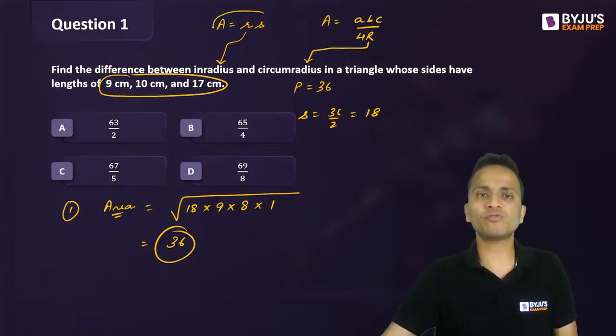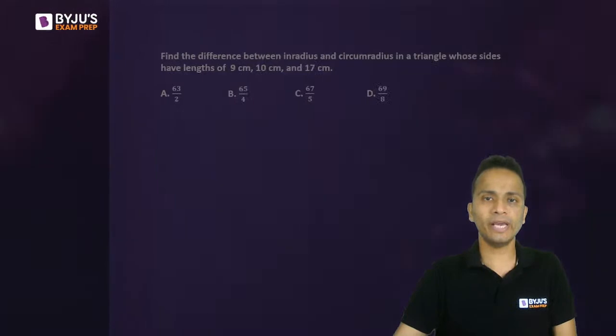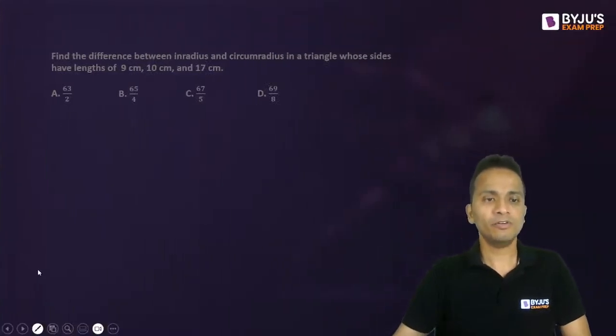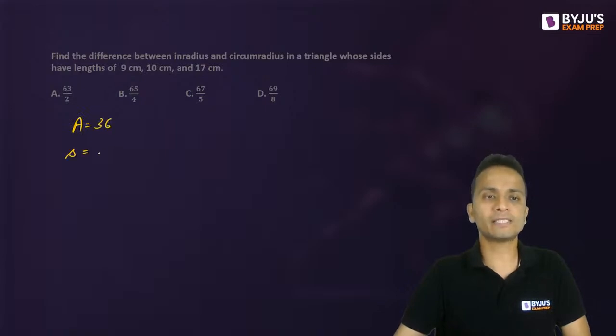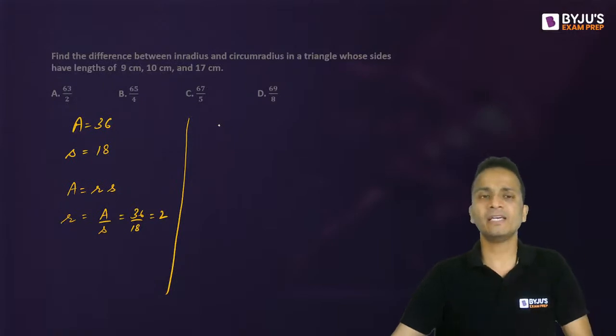Now I'll use the first formula to equate the area, and from there I'll get the value of small r. We already know that the area is equal to 36 and small s is equal to 18. So area is equal to small r into small s, and small r will be equal to area upon s, that is 36 upon 18, equal to 2. So I have got the value of the inradius. Keep it aside.